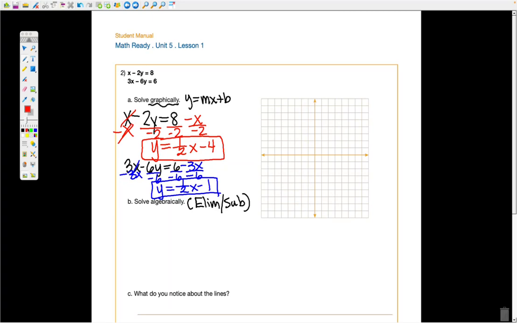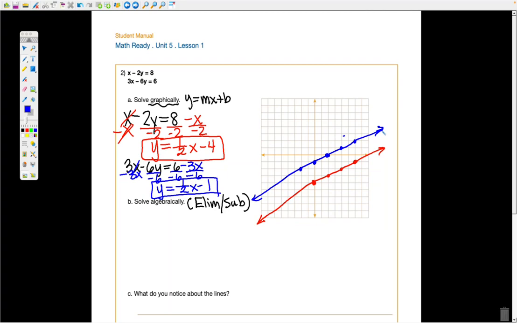So let me graph the first one. Go down -4. 1, 2, 3, 4. And then up 1/2. Draw this line as best as I can. Yeah, that's pretty bad. And the other one. And yep, that's what the graph looks like when there's no solution.